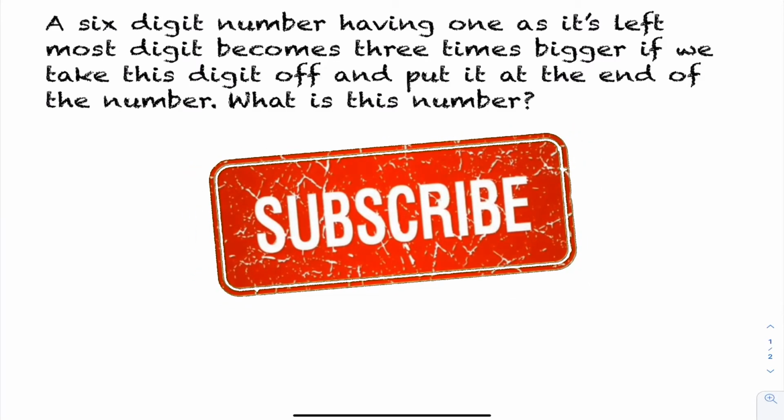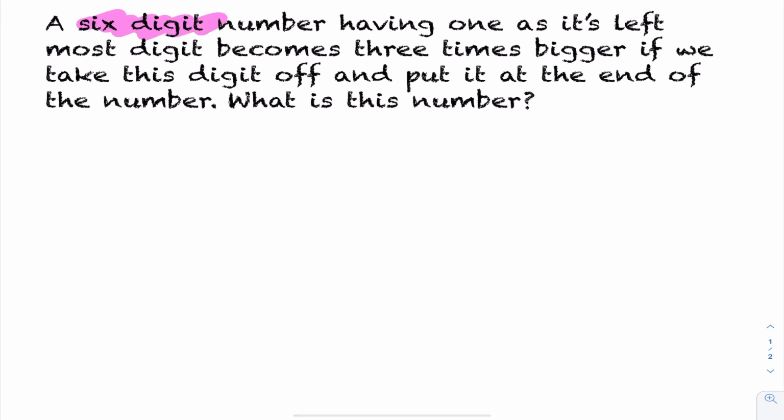I've got a number problem here I want to go through. So in this question here, we have a 6-digit number having a 1 as its leftmost digit becomes 3 times larger if we take this digit off, that 1 digit, and put it at the end of the number.